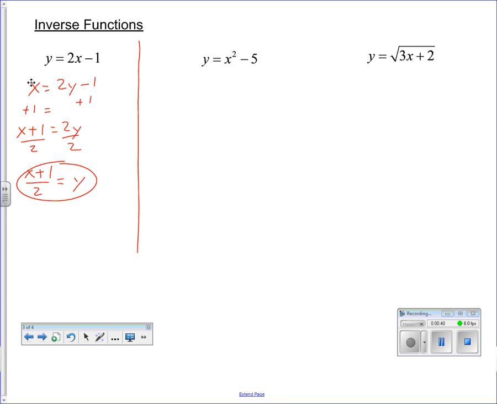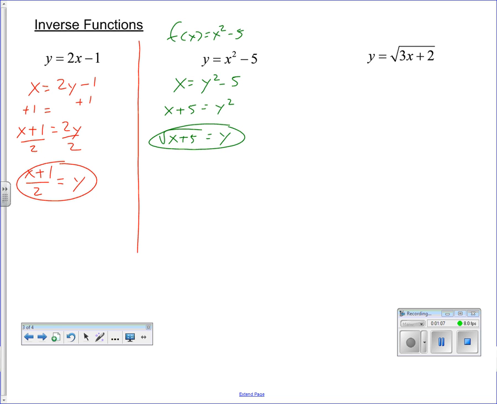Y equals x squared minus 5. Let's call this function f for now. f of x equals x squared minus 5. Now I'm going to go back to y equals x squared minus 5, replace x and y, so x equals y squared minus 5. x plus 5 equals y squared, and I have to add 5 on both sides. And then the square root of x plus 5 equals y.